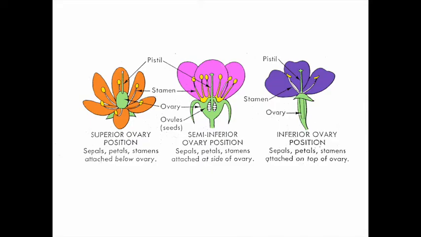The position of the ovary in different flowers also varies. Here's an illustration of the three kinds of ovary position. On the left, you have superior ovary position, where everything is attached below the ovary, and that's typical with things like poppies or the pea family. In the middle, you have semi-inferior, where the sepals and petals and stamens are at the side, and that's typical for things in the rose family. And then inferior ovary position is where the ovary is below the petals and stamens and everything, and that is what you would see with something like daffodil or flowers in the primrose family.